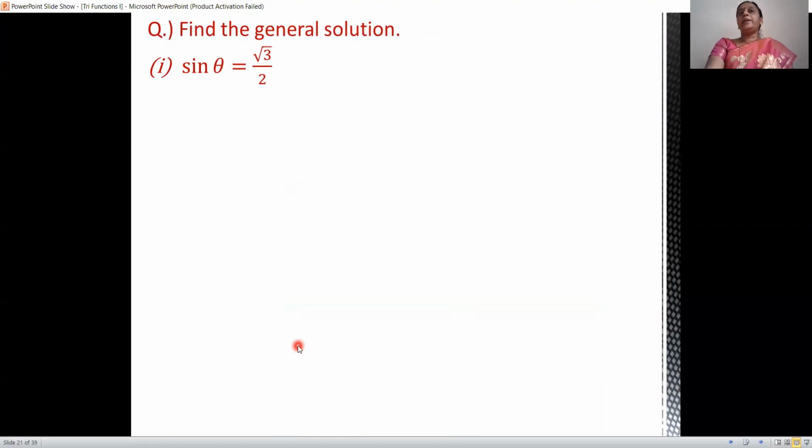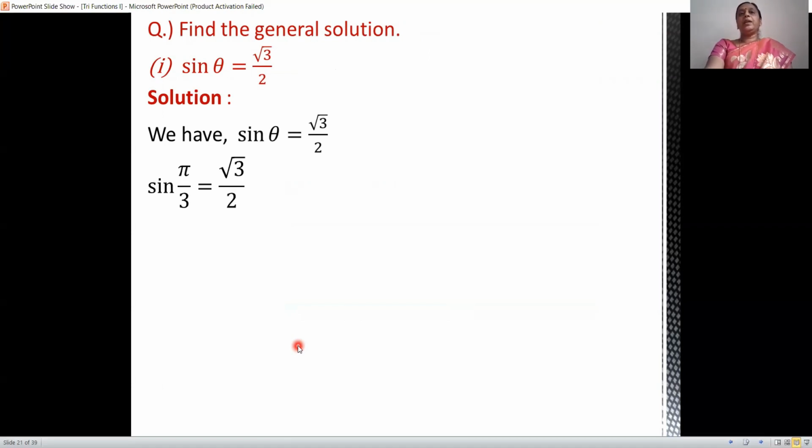What is the headline? Find the general solution. First example, sine theta is equal to root 3 by 2. We have to find the general solution of this function. Now, consider your table of 0 to 360 degrees. In that table, where do we get the value of sine theta as root 3 by 2? You are very much familiar that at sine pi by 3, the value of the sine function is root 3 by 2. Therefore, write down sine pi by 3 is equal to root 3 by 2.